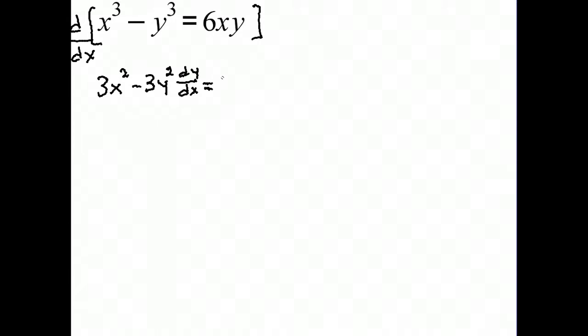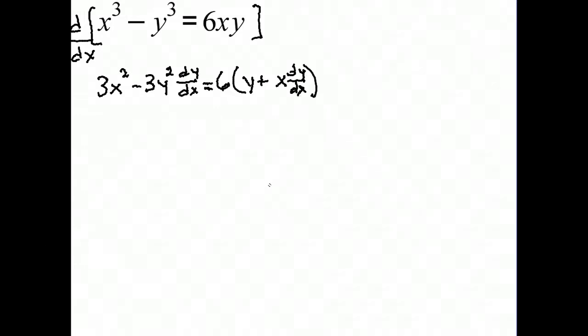And on the right side, we notice we've got a 6, but we also have the product rule here. So we want to take the derivative of the first times the second, so that's just going to be a y, and then plus the derivative of the second times the first, so that's going to be x dy dx, because the derivative of y with respect to x is simply dy dx.